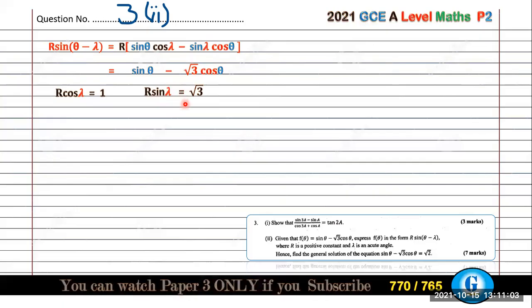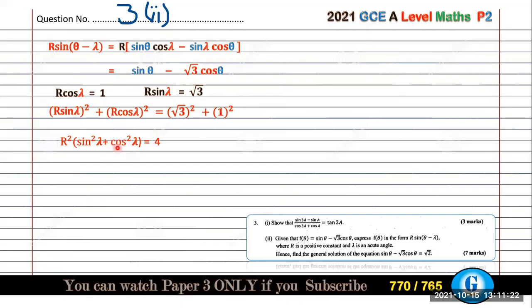So from here, we can look for r, right? If you square both sides and add them, we have the left-hand side, r cos lambda squared plus r sine lambda squared, should be equal to 1 squared plus root 3 squared. The left-hand side gives r squared into sine squared lambda plus cos squared lambda, and on the right-hand side, 4. Note that root 3 squared is 3, plus 1 is 4. But sine squared lambda plus cos squared lambda is 1. Therefore, r squared is equal to 4, and r is equal to 2 because the question says that r is a positive constant.